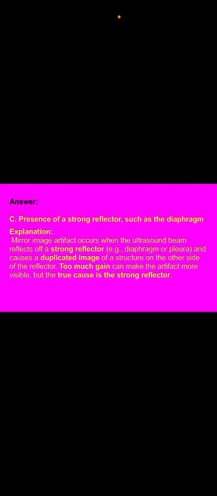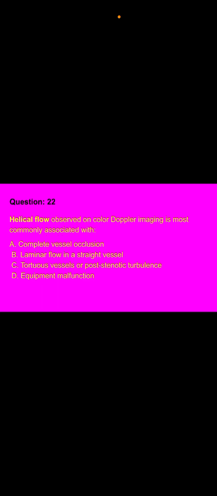Question number 21. Mirror image artifact in ultrasound is most commonly caused by: A. Incorrect Doppler angle, B. Low transducer frequency, C. Presence of strong reflectors such as diaphragm, D. Excessive transducer pressure. Answer is C. Presence of a strong reflector such as diaphragm. Mirror image artifact occurs when the ultrasound beam reflects off a strong reflector, for example diaphragm or pleura, and causes a duplicated image of a structure on the other side of the reflector. Too much gain can make the artifact more visible, but the true cause is the strong reflector.